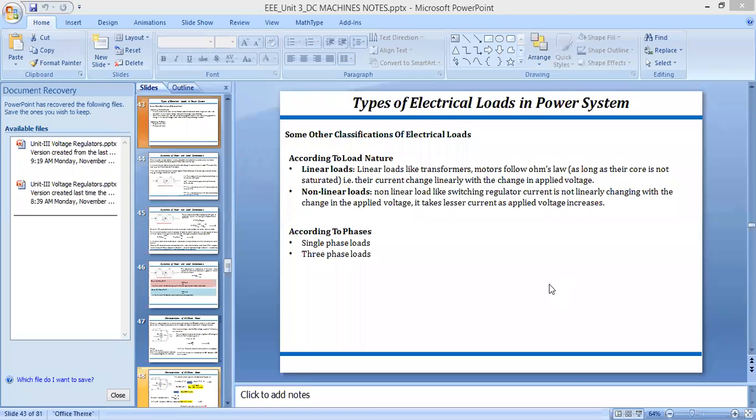Good afternoon. In today's session, we have to study about the dynamics in motor and the load. In previous session, we have studied about the DC machines. DC machines are the electromechanical energy converter. It means what? They can convert electrical energy into mechanical or vice versa.